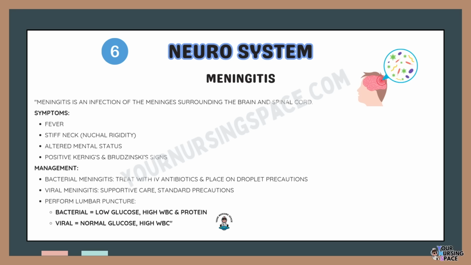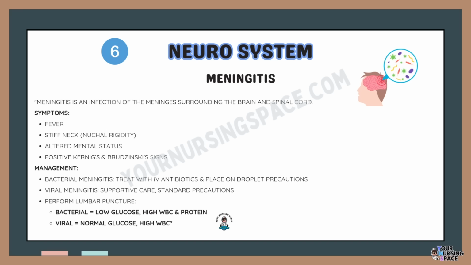Finally, let's discuss meningitis, which is an infection of the meninges, the protective layers around the brain and spinal cord. It can be caused by bacteria or viruses, with bacterial meningitis being more severe. Symptoms include fever, stiff neck, altered mental status, and positive Kernig's and Brudzinski signs.